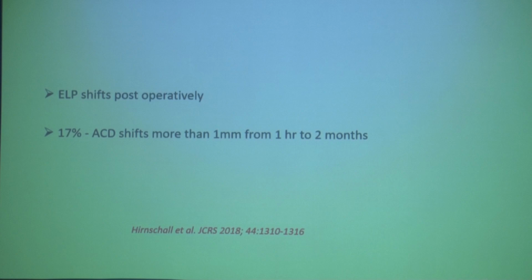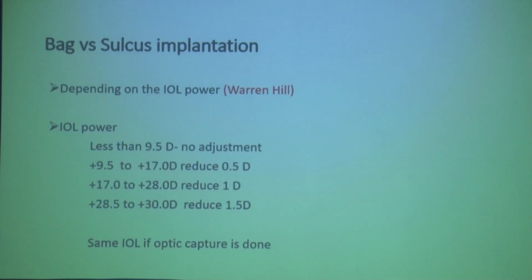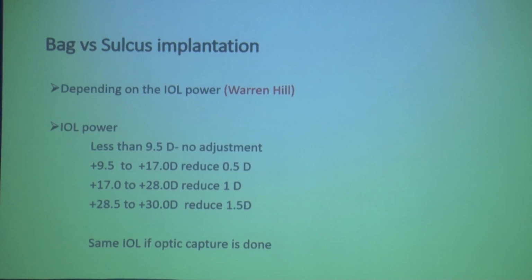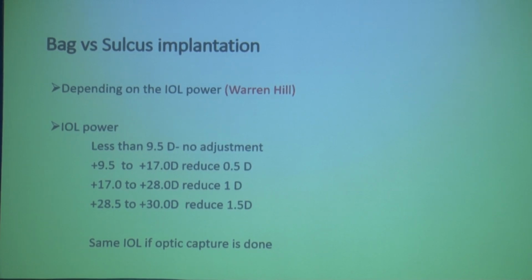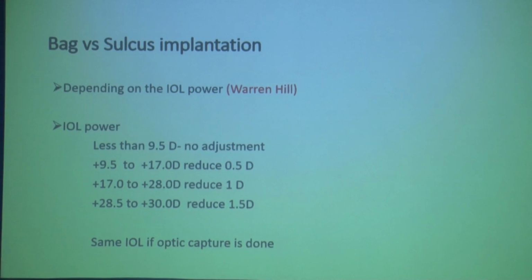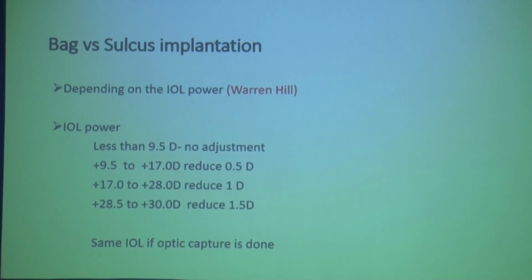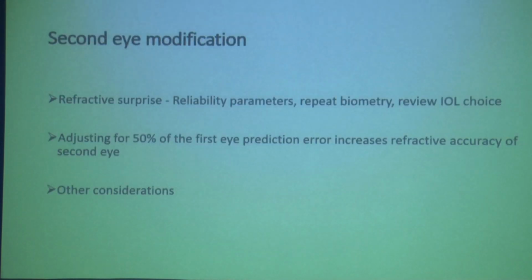Kinshan et al. have shown that in 17% of patients, the anterior chamber depth shifted by more than 1 millimeter from 1 to 2 months postoperatively, and this produced a change in their refraction. Now, in some cases, like PCR, we may not be able to place the lens inside the bag, and we will have to place it in the sulcus. In such cases, we need to reduce the power of the IOL accordingly because the effective lens power increases as we move forward. And if you are doing an optic capture, we can use the same power IOL.